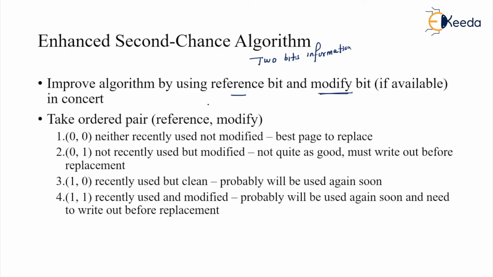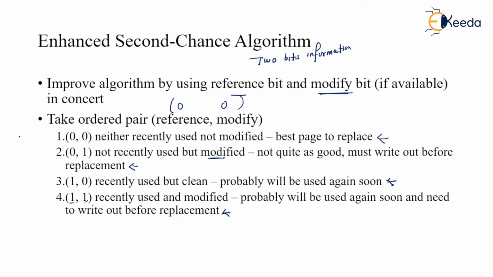Now if it is neither referenced nor modified, then it is the best page to replace. It is not even referred and not even modified, so it is an old page. 0 1 is not recently used but modified. Previously somewhere it was referred, but it has been modified. Not quite as good, but it must be written back on replacement. We have to write it back into the disk. 1 0 is recently used but clean, probably will be used again. And finally, if it is referred as well as modified, recently used and modified, it probably will be used again soon and needs to be written before the replacement. So that is a big task.